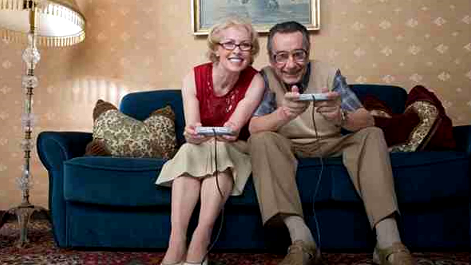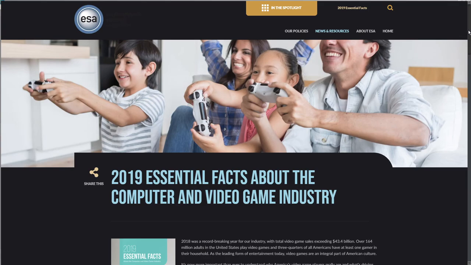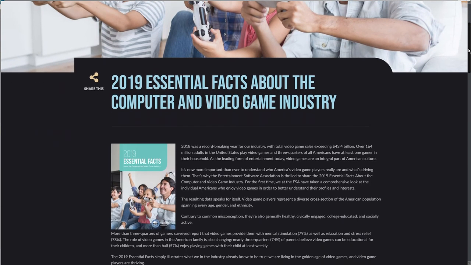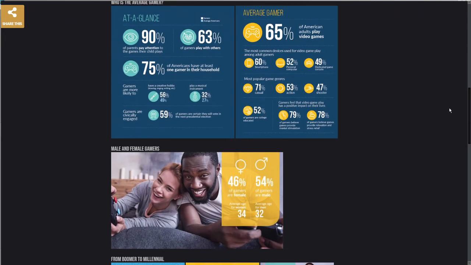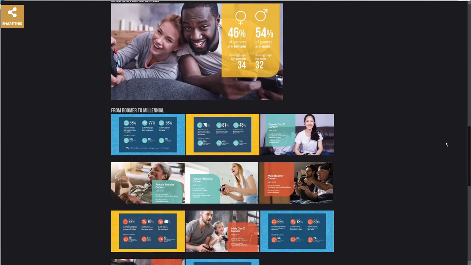It's also true that gamers as a demographic have been seeing an upward shift in age across the board. The Entertainment Software Association surveyed in 2019 that the average gamer is 32 years old, and of the total gamers, more than 70% are over 18 years of age.